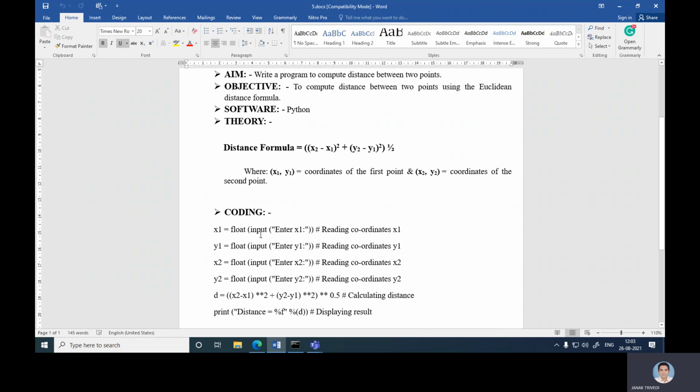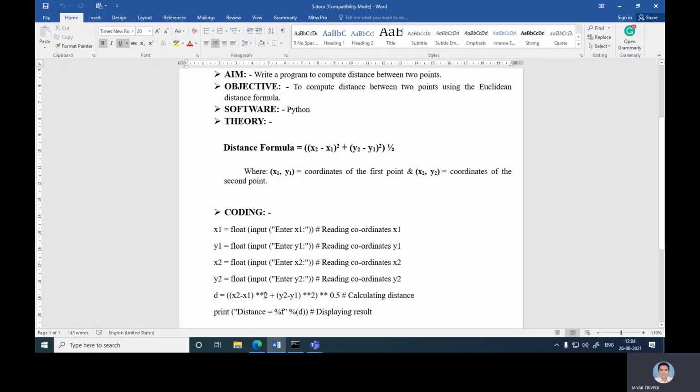Here the input function is used, as we already know that input gives output of type string, so we have converted it to a float for numeric purposes for all the points. Then after, the distance d is calculated with the help of the described equation.